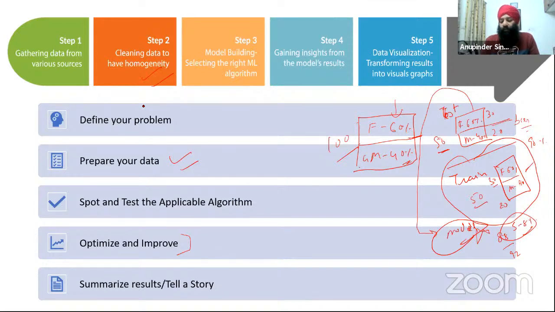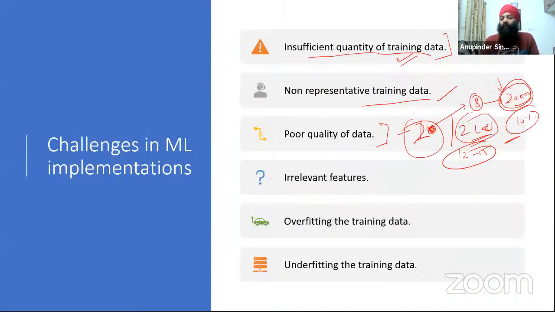Cleaning your data: how do you clean your data? You clean your data by removing the nulls. You clean your data by putting the median values in those null places. You prepare the data by removing the unwanted columns which are not supposed to be fed to the machine learning algorithms and should not pollute your end result or end solution, right? So this is very, very important. Irrelevant features we have already spoken about. So among 20, only 8 were relevant, 12 were irrelevant.